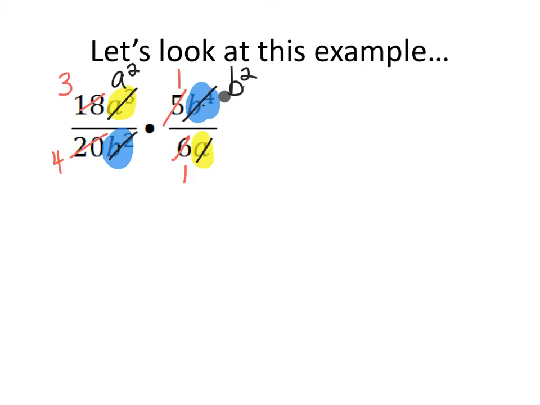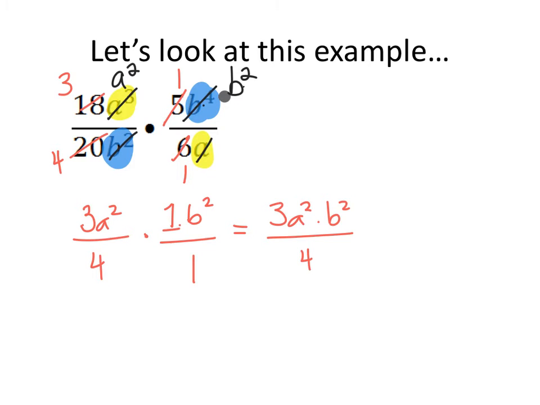And so what I'm left over with, if I rewrite my new fraction, is 3a to the 2nd over 4 times 1b to the 2nd over 1, because everything in that denominator canceled away. So the idea is I'm trying to eliminate certain factors, certain variables, so I can cancel them out in groups. Now I can just multiply across. 3 times 1 is 3. A to the 2nd times b to the 2nd, those aren't like terms, so I don't have to worry about changing their exponents. And then 4 times 1 is 4.